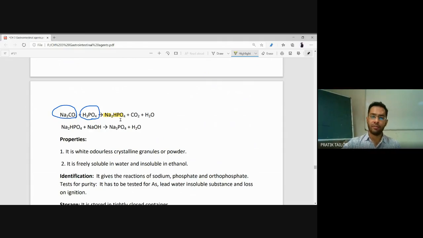One more time, from this CO2 and H2O are there. Along with this, CO2 will be liberated, and by the reaction with sodium hydroxide you get this sodium phosphate.